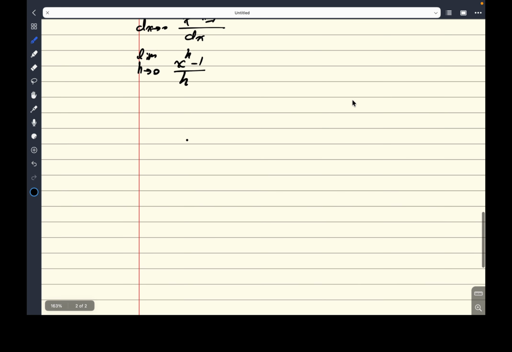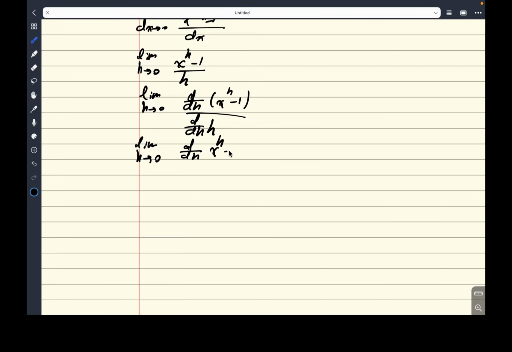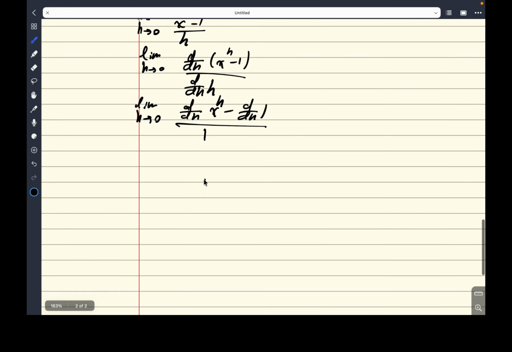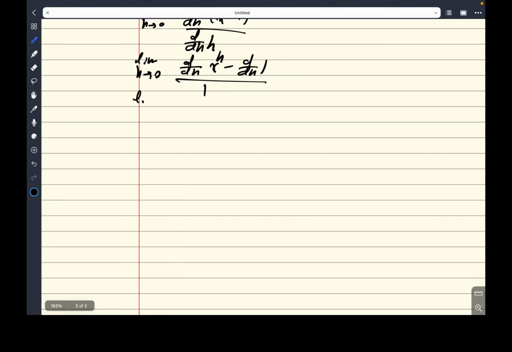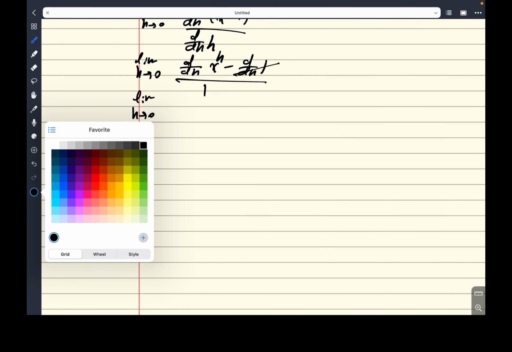So what I can do is take the derivative of both the numerator and denominator with respect to h: d/dh of x to the h minus 1, over d/dh of h. The limit as h approaches 0 of d/dh of x to the h minus d/dh of 1, over 1. d/dh of h is just 1. The derivative of 1 is 0, so I'm going to cross it out with red.